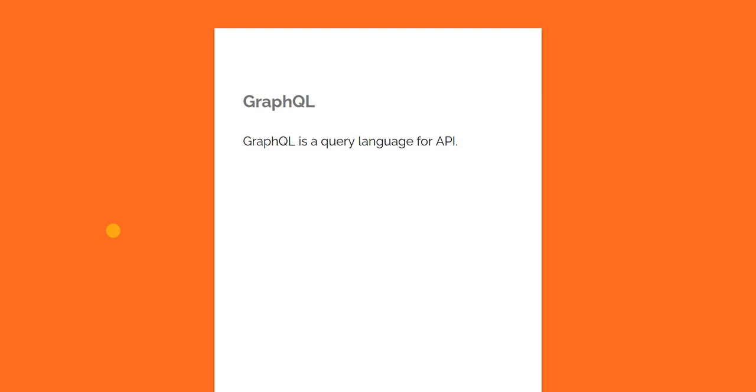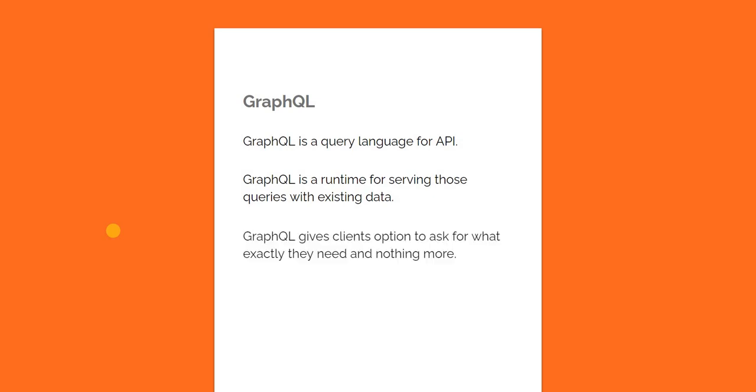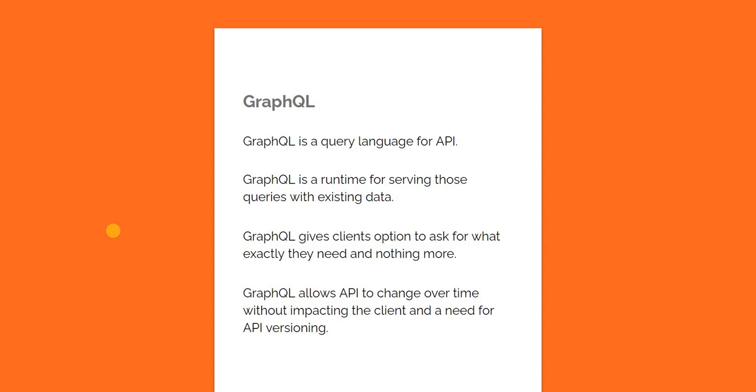GraphQL is an open source query language for API. GraphQL is a runtime for serving those queries with existing data. And GraphQL gives clients the option, and this is probably one of the most important parts, to ask for exactly what they need and nothing more or nothing less. And as a consequence of that, GraphQL allows APIs to change over time without impacting the client and without the need for API versioning.